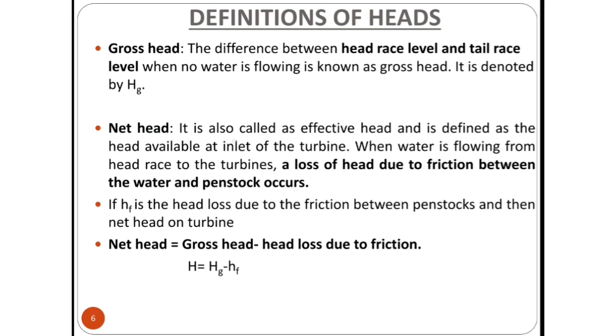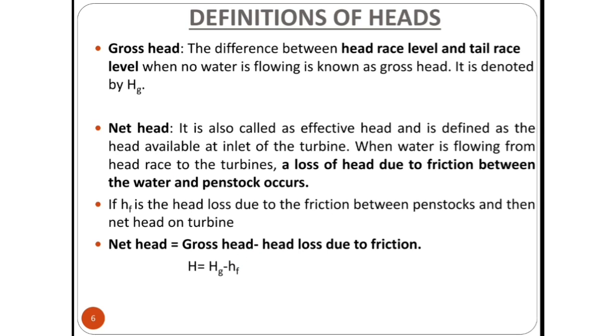The net head is nothing but the effective head available at the inlet of the turbine when water is flowing, whereas gross head is the head when there is no flow. So if you consider head loss due to friction as HF, then net head on the turbine can be calculated as net head equals gross head minus head loss due to friction. So H = Hg - HF, where H is the net head, Hg is the gross head, and HF is nothing but head loss due to friction.